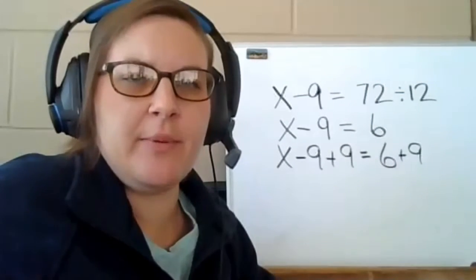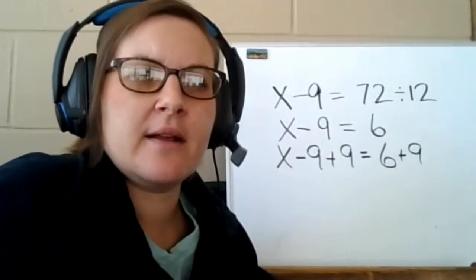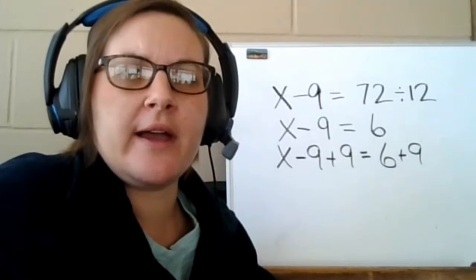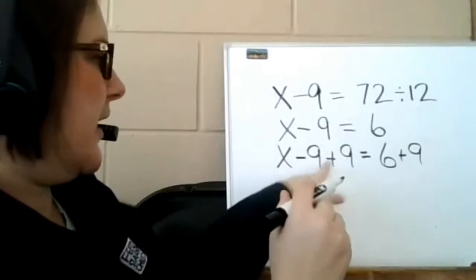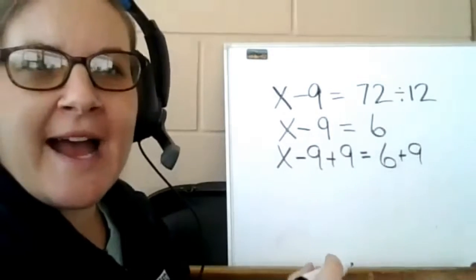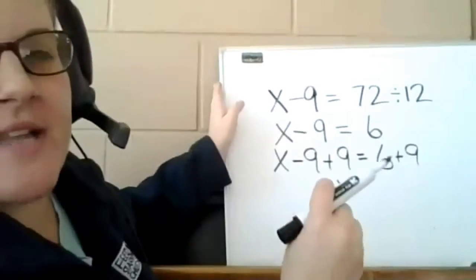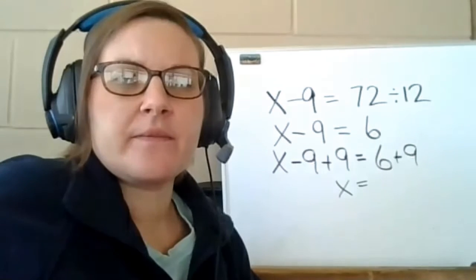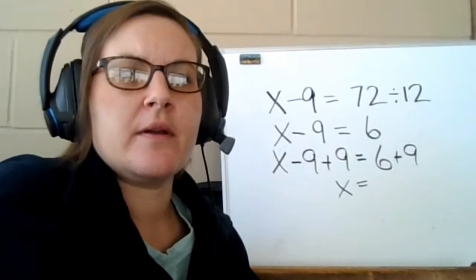No, this is not in our book. We are just doing a sample. Your eyes are on me. Okay, eyes are on me for the sample. All right, and now that gets rid of our 9. So we have x equals, what's 6 plus 9? Can somebody tell me what 6 plus 9 is? 15. Jacob? 15.